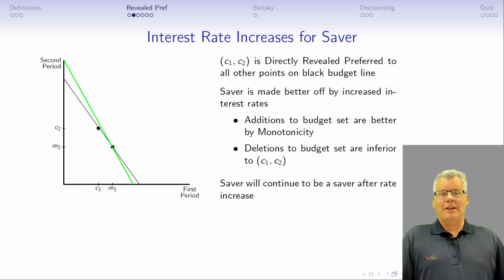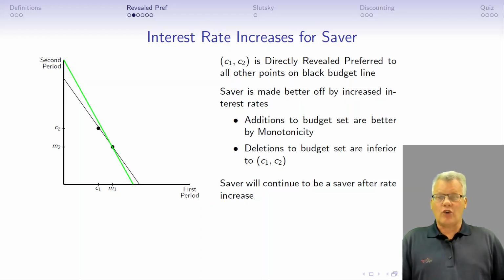Now, consider what would happen if this consumer who was a saver faced an increased interest rate. We can use the tools of revealed preference to get an idea of how this interest rate increase affects the saver. Notice that the budget line with an increase in the interest rate pivots around M1, M2, right? So an increased interest rate means that this consumer has, all else equal, less funds available that they could borrow in time period 1. So consider the horizontal intercept.